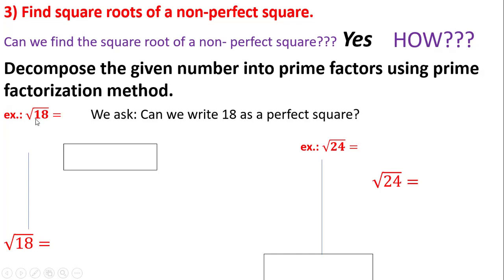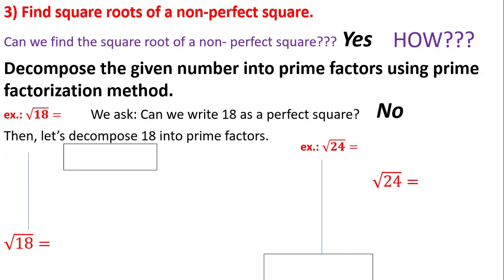So as an example, I'm given radical 18. I ask, can we write it as a perfect square? No. So we should decompose it into prime factors. We draw a vertical line and we do the prime factorization. This is the prime factorization of 18. So it's 2 times 3 times 3. Now I write here the prime factors of 18. It's written, as you all know, 2 times, because we have 3 two times, we write it 2 times 3 squared. These are the prime factors of 18.